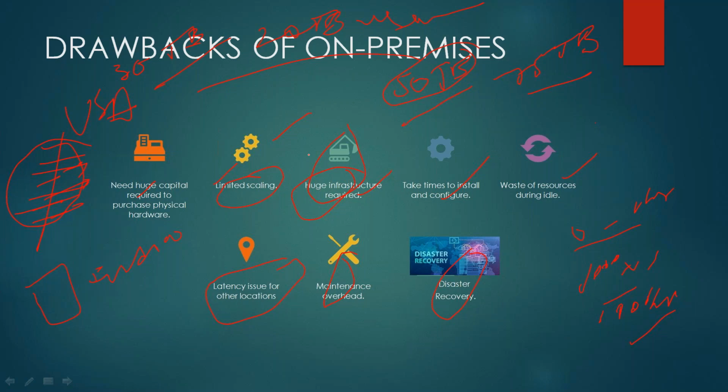Latency issues, no need. Why? Because they have different regions to set up their data centers. You can select your own region based on your project type. Maintenance overhead, no need, they will take care of everything. Disaster recovery, yes, they will give you high availability also. Even though one data center collapses, they will give you access on the next data center. Why? Because they maintain replication copies in the next data center, so even if one data center collapses, you will get 100% of your data.